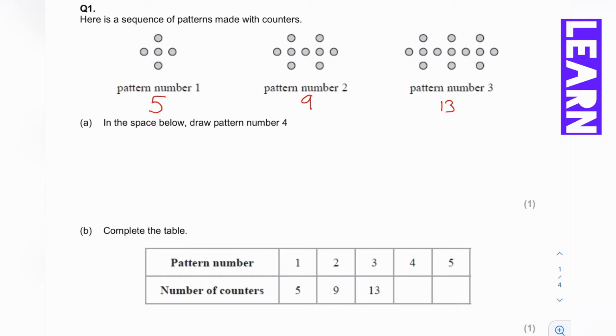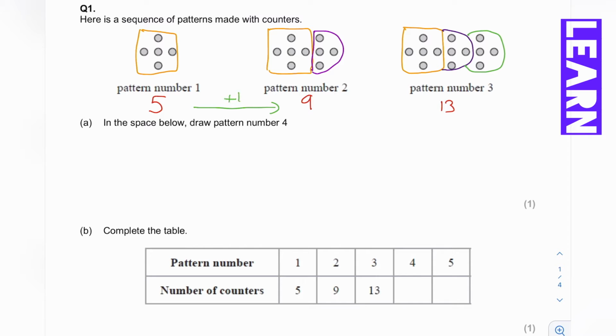So if we have a look at pattern 2, you can see the orange square is what we started with in pattern 1. So therefore we have added these 4 dots on in pattern 2. Likewise in pattern 3, we started with our original pattern 2, we've added 4 dots on, and then we've added another 4 dots on, which is our pattern 3. And this is why you can see the increase is adding 4 each time.